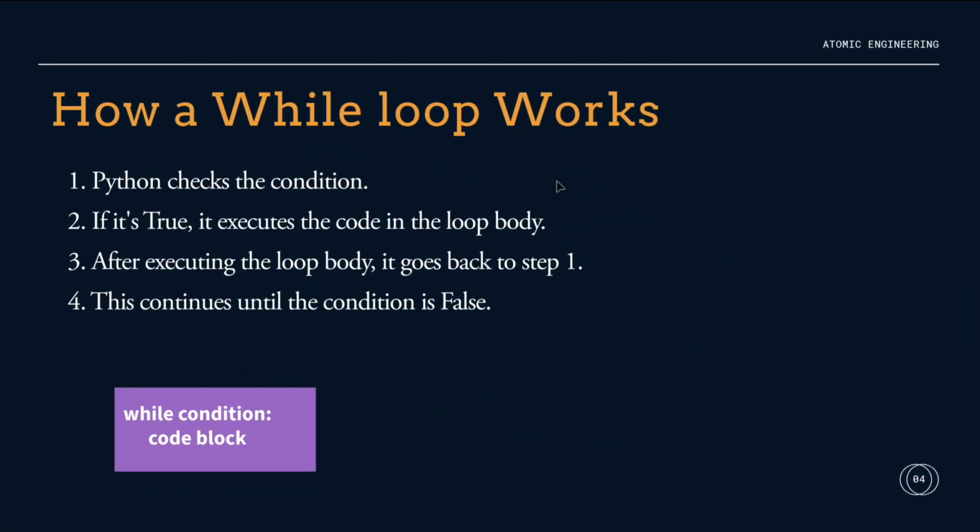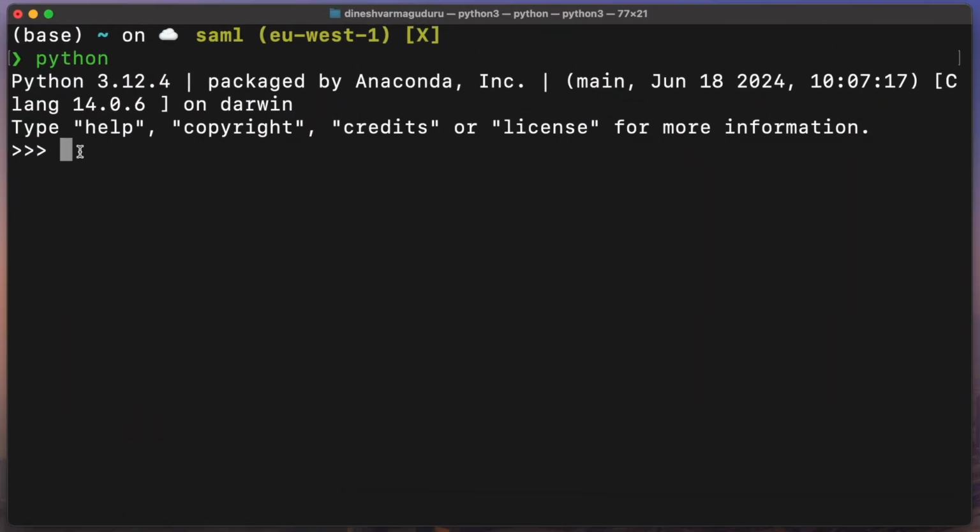So this is how the while loop works. It checks the condition, and if the condition is true, it executes the code in the loop body. After executing the loop body, it goes back to step 1 again, and this continues until the condition is false. Now let's look at a practical example of creating a simple counter using a while loop.